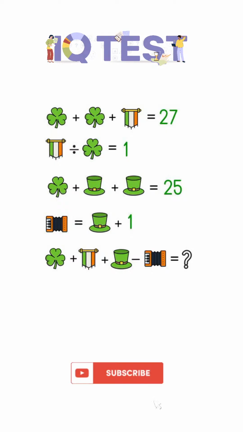Okay. So over here, if we look at it very well, we can see that the flag divided by the clover leaf is going to be 1. So it means that the two of them are the same, right? So the clover leaf and flag are the same. That is how come when we divide them, we are getting 1. So this implies that in place of the flag over there, I can put the clover leaf. So it means at the top, I have 3 clover leaves is equal to 27. So if I divide 27 by 3, I am going to get 9 as my answer.